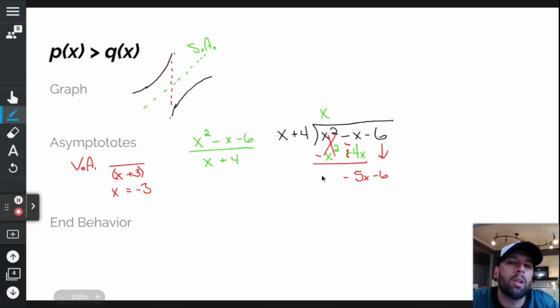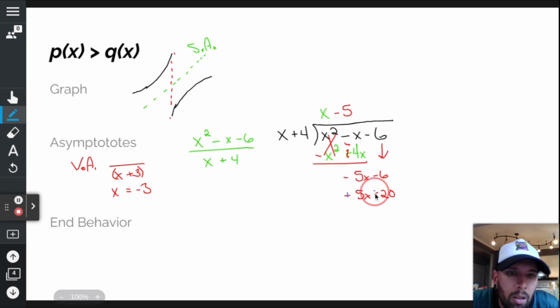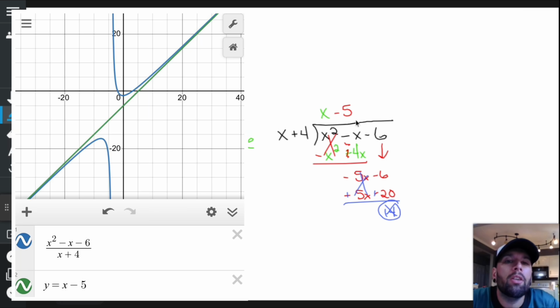X times what is negative 5x? Negative 5, of course. Take that negative 5 and multiply it by this guy, so negative 5x, negative 20. Subtract the entire thing, which means flip the signs. The x terms go away. We have a remainder of who cares. The equation of my slant asymptote is y equals x minus 5.